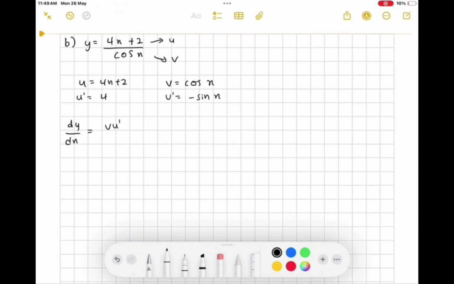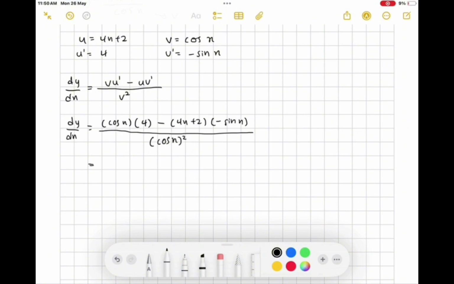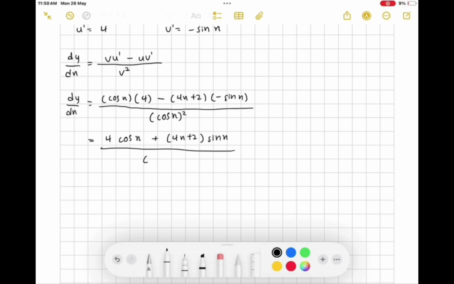The formula is dy over dx equals vu prime minus uv prime over v squared. After carefully inserting all the components into the quotient rule formula, all that is left is to solve any possible work and also any possible rearrangement. Now, we have successfully completed question 2.